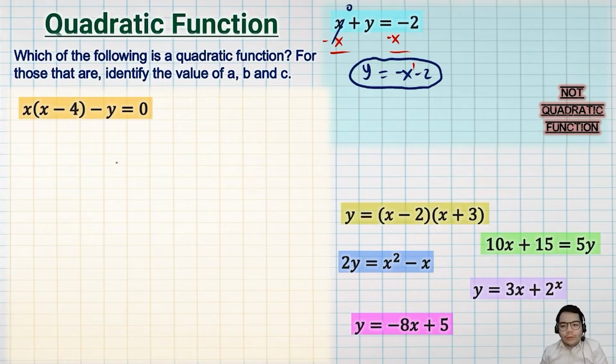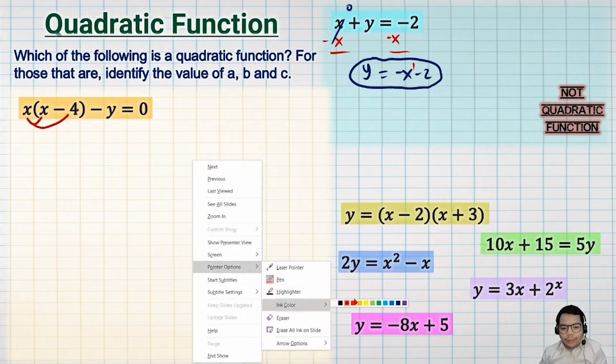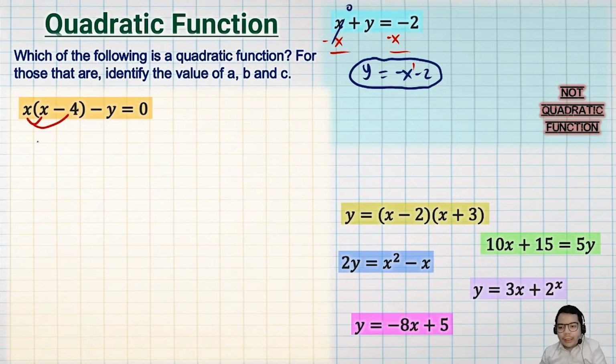So, ito. X times the quantity x minus 4 minus y is equal to 0. So, sa unang tingin, mukha siyang hindi quadratic function agad kasi nga wala namang highest exponent na 2. Pero let's try this. Let's try to fix this function or equation just to see if this will become a quadratic function. So, una kong gagawin is to distribute this x for x and minus 4. So, having that, x times x is x squared. Then, x times -4 is minus 4x. Then, let's just copy this y.